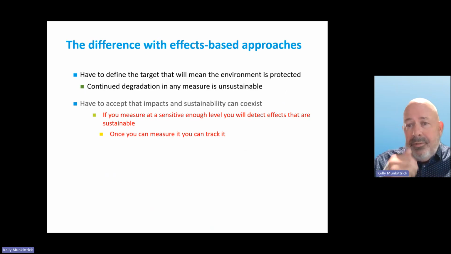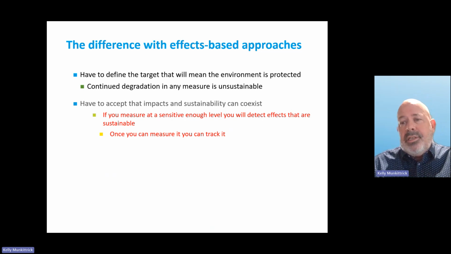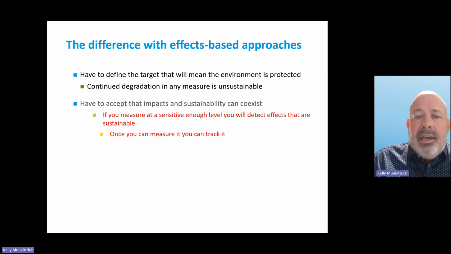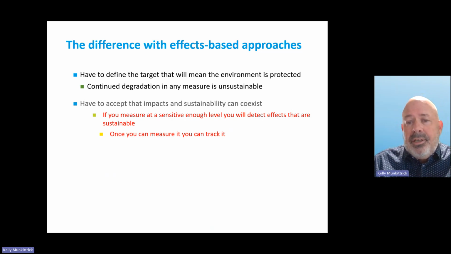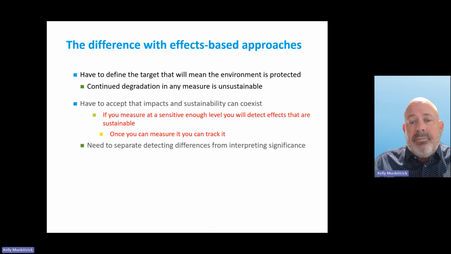So there's a difference with effects-based approaches like EEM. You have to define the target that means the environment is protected, and continued degradation in any measure is unsustainable. You have to accept that impacts and sustainability can coexist. If you measure at a sensitive enough level or with a sufficiently large sample size, you will detect effects that are sustainable. But once you see them, you can track them. You need to separate detecting differences from interpreting their significance.